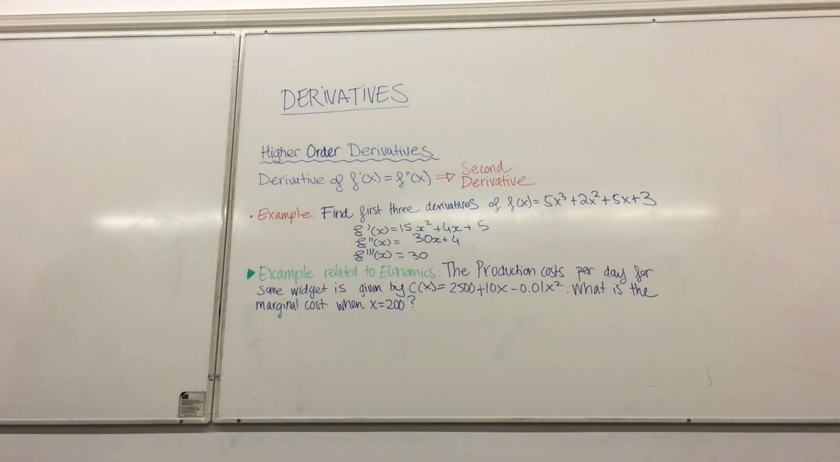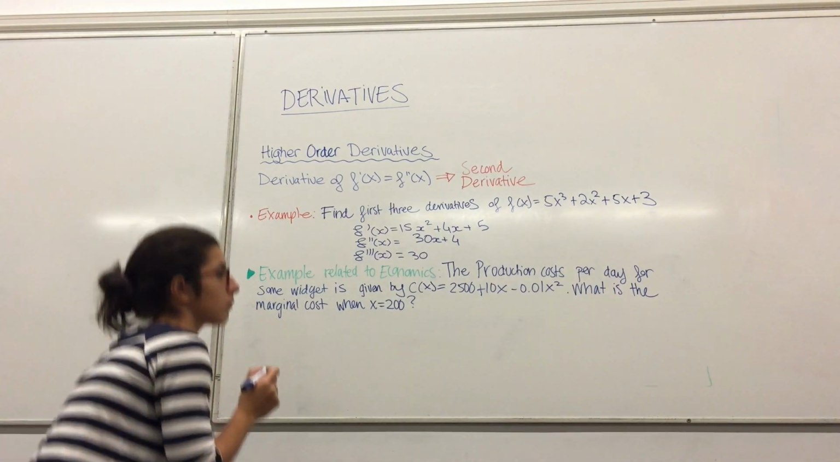Finally, we will be discussing an example of derivatives that has to do with economics. If the production cost per day for some widget is given by C of x equals 2,500 plus 10x minus 0.01x squared, what is the marginal cost when x equals 200?